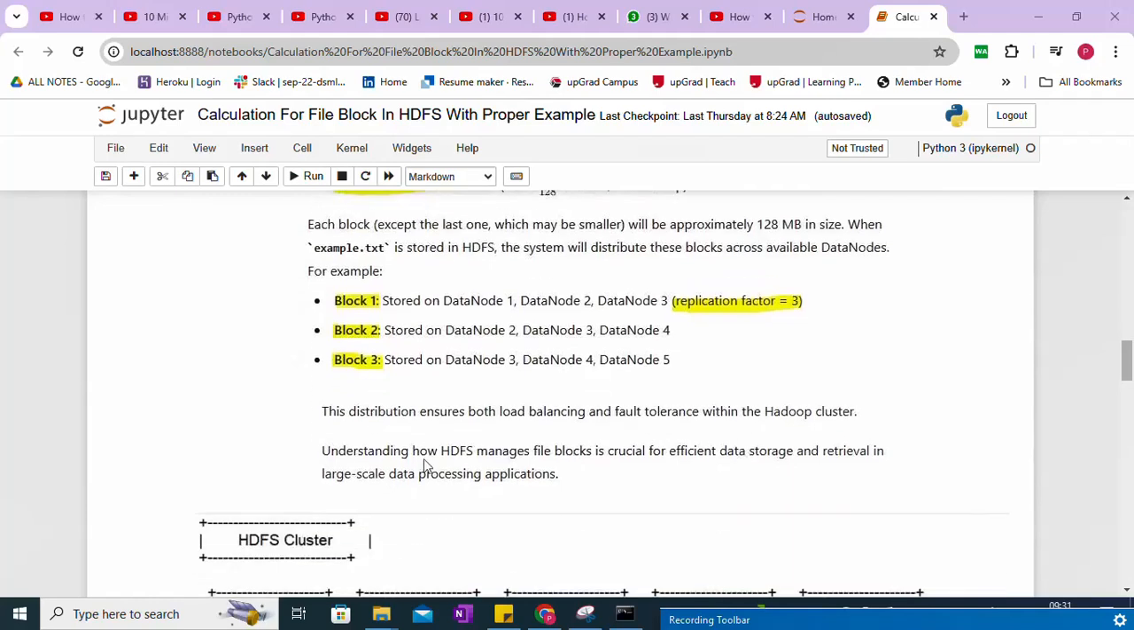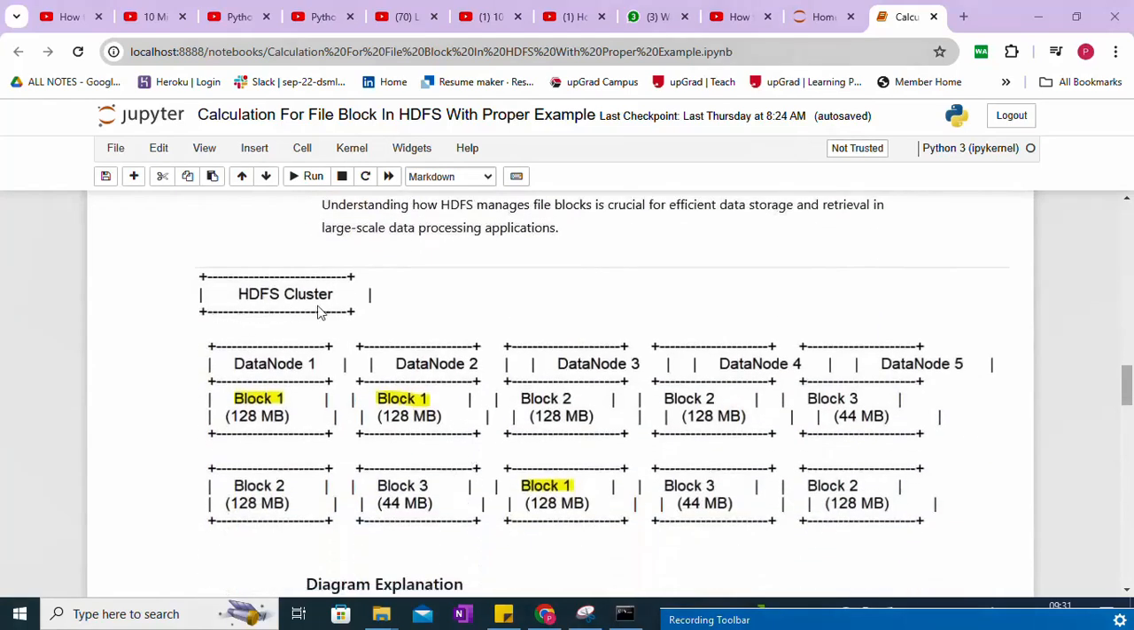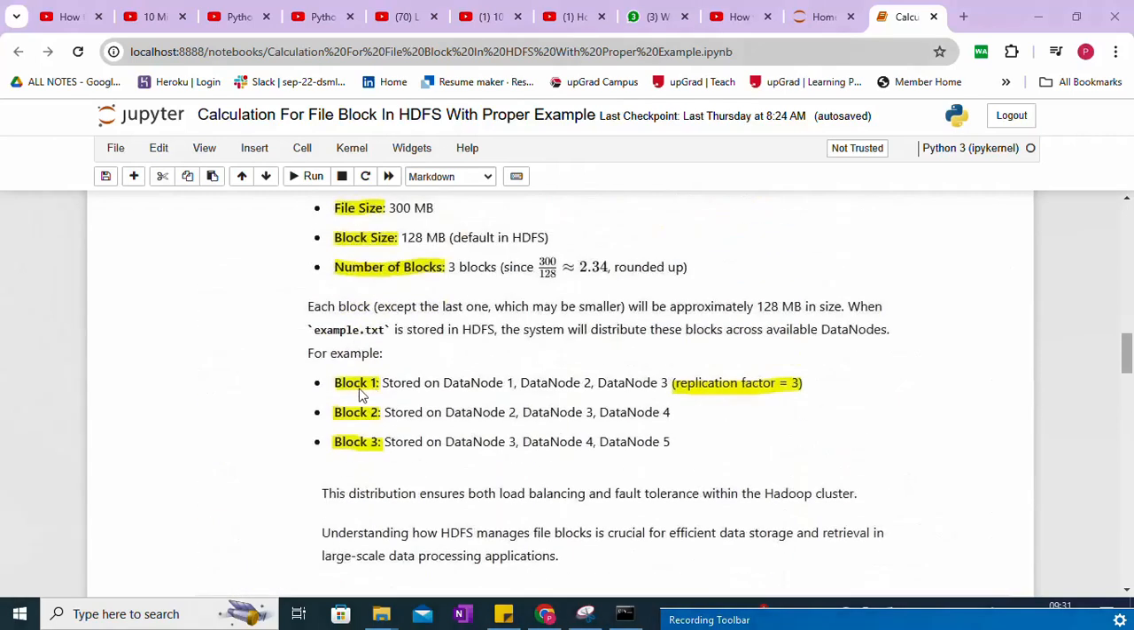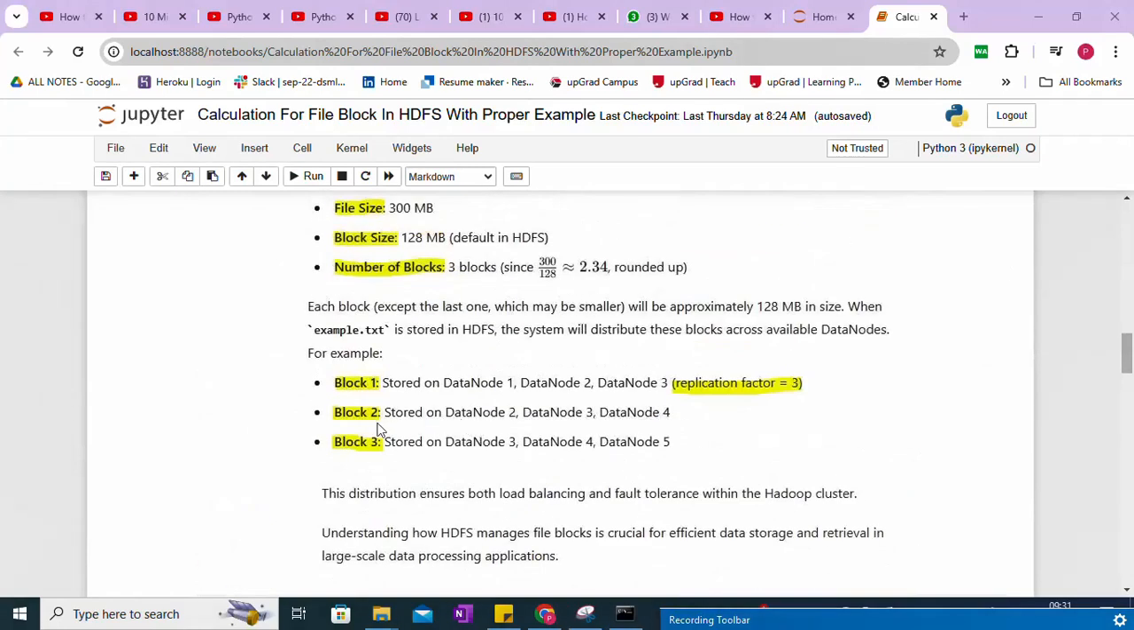Now, think about this. Understanding how HDFS manages file blocks is crucial for efficient data storage and retrieval in large-scale data processing applications. For example, think about that. This is my HDFS cluster. Now, this is my data node 1, data node 2, data node 3, data node 4, and data node 5. And we have discussed block 1 is getting stored in data node 1, 2, and 3. Now we can see my block 1 getting stored in data node 1, 2, and 3.